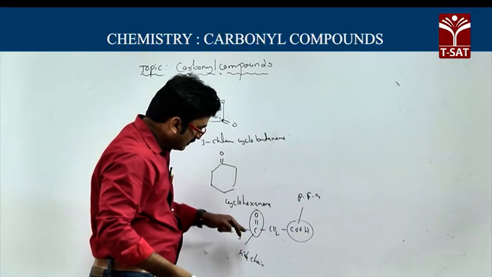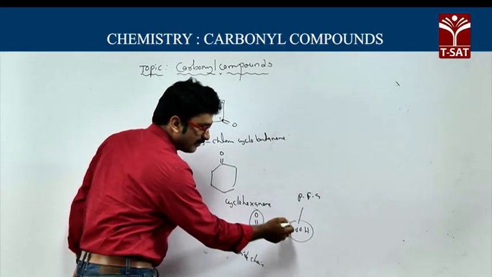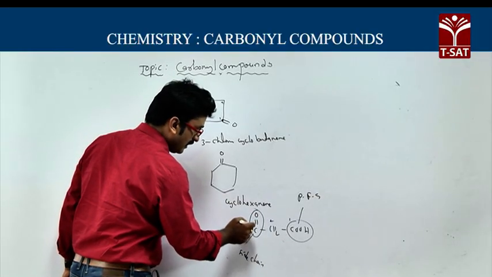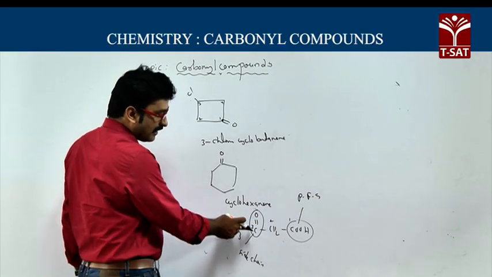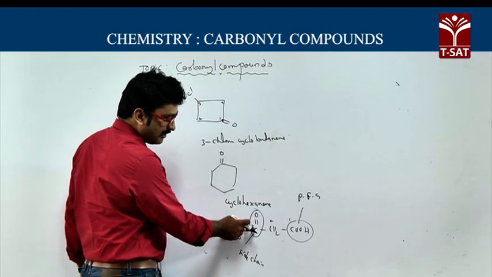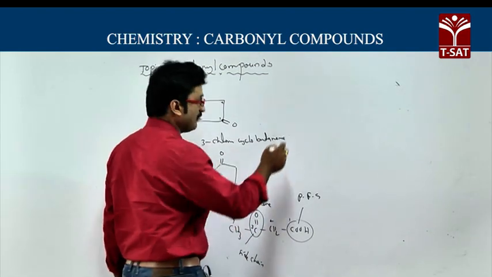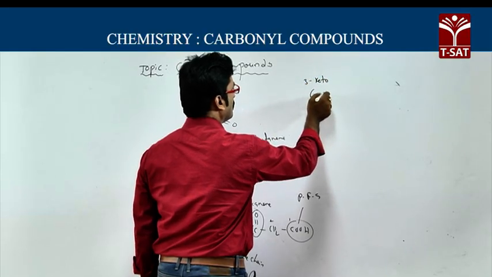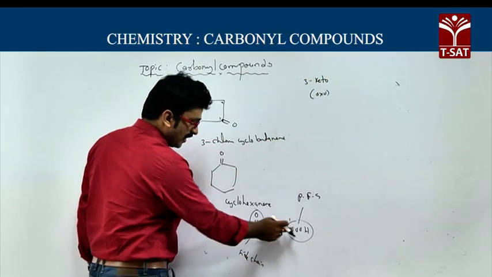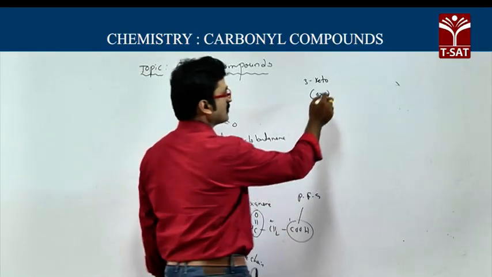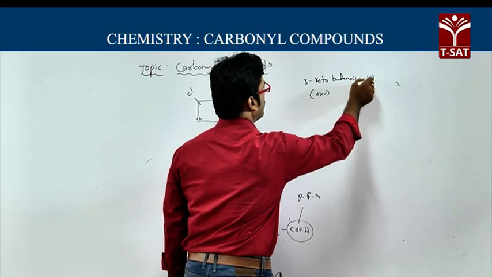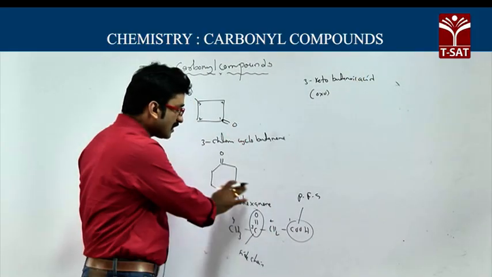Therefore in this case, numbering should be given from this side, from right to left, 1, 2, 3, and this is 4. The keto group is present at the third carbon. So its IUPAC name is 3-keto, or else you can say oxo, 3-keto, and 1, 2, 3, 4 carbons are there. So butanoic acid.